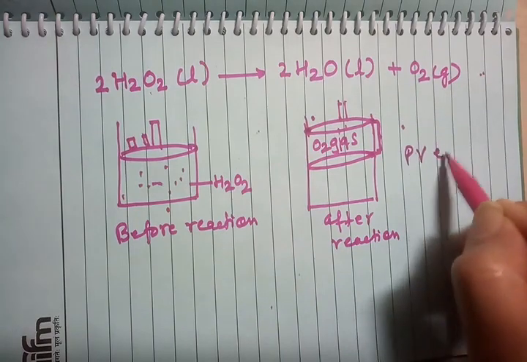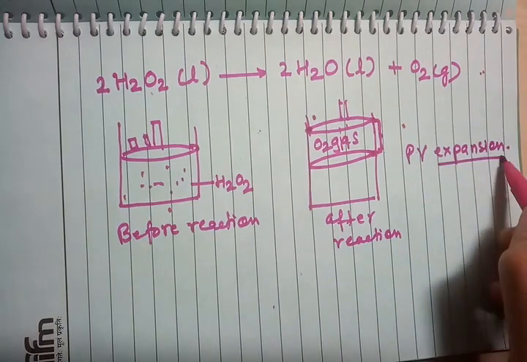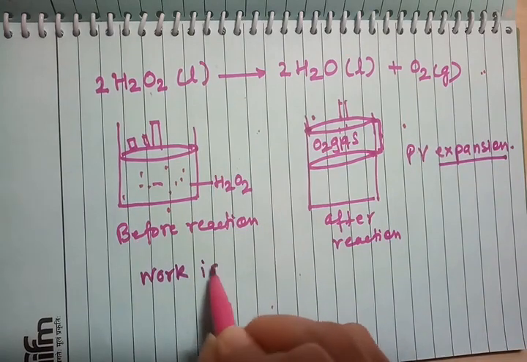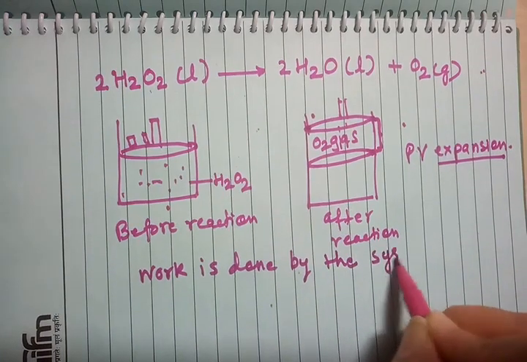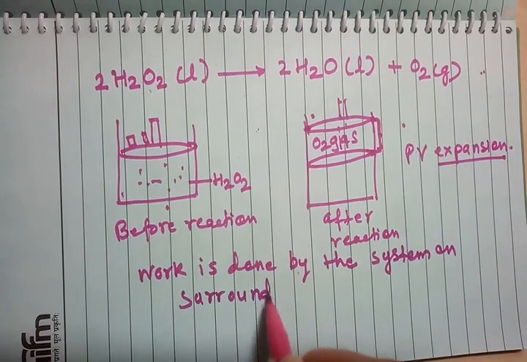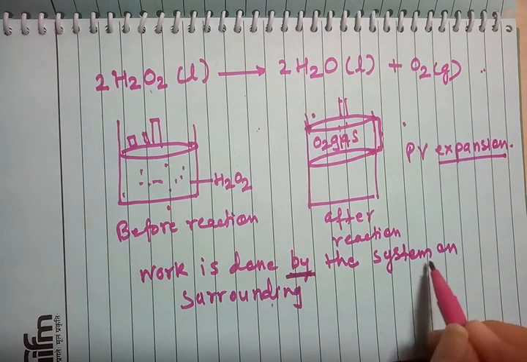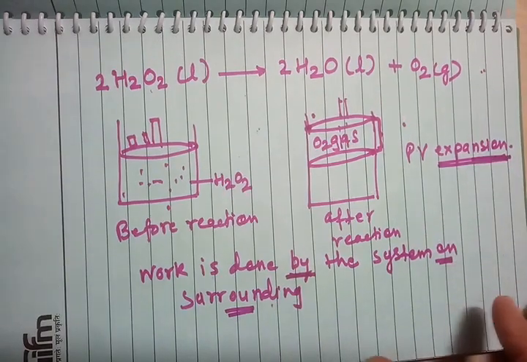This is PV expansion. That is, when there is an expansion, there will always be work done by the system on the surroundings. This is the case. Just remember, underline this: by the system on the surroundings, whenever there is an expansion of gas. Now, for the next, we can take another example where there is a contraction of gas.